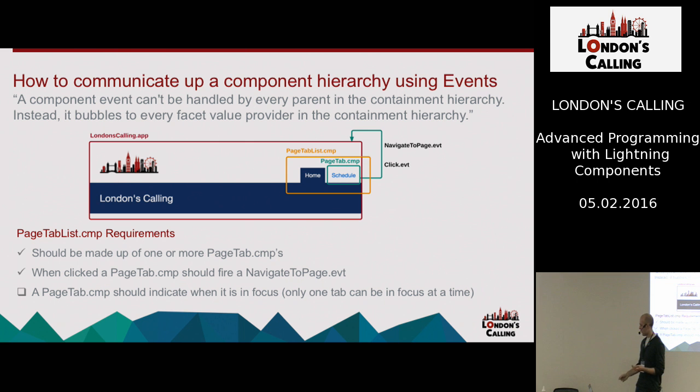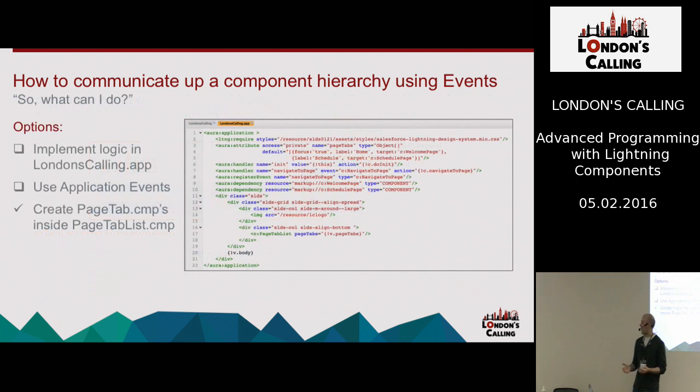And there are a few options available for how I might do that. The first is I could just implement the logic in the London's Calling app, but I don't really like that. That kind of breaks the rules of encapsulation, which says that my page tab list should really contain all the logic that should handle the navigation of the tabs. If I defer that to the London's Calling app, every time I want to use this component, I'm going to have to re-implement that logic elsewhere.